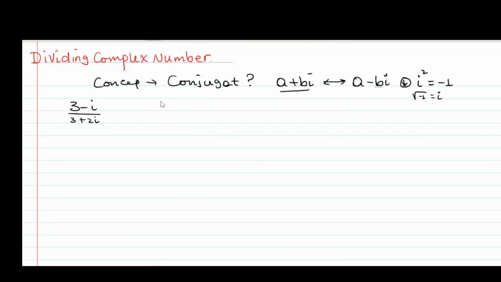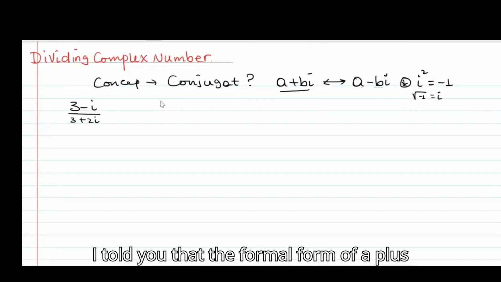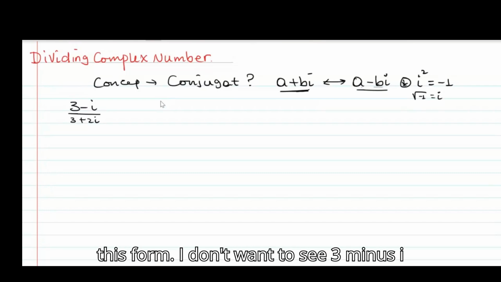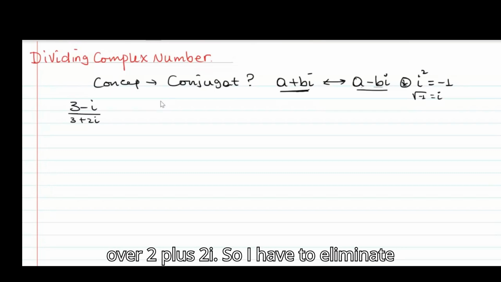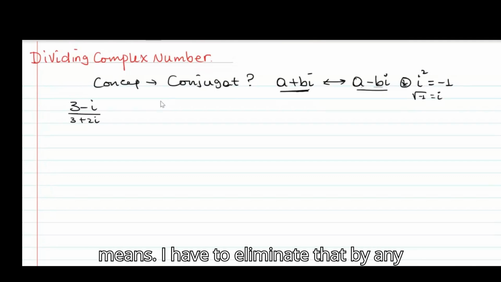Look at this. This is dividing a complex number, but I told you that the formal form is a plus bi or a minus bi. I want to see only this form. I don't want to see 3 minus i over 3 plus 2i. So I have to eliminate the denominator by any means.